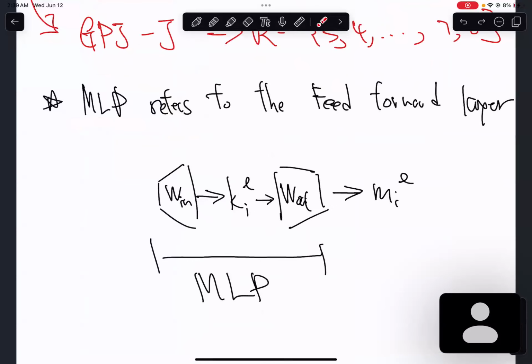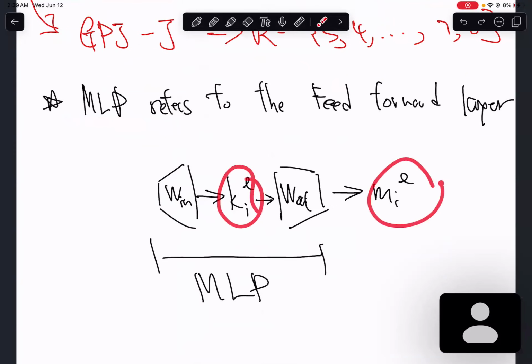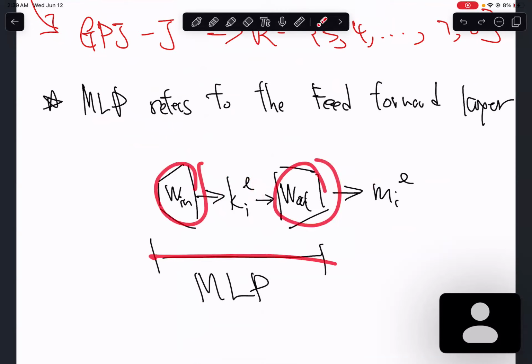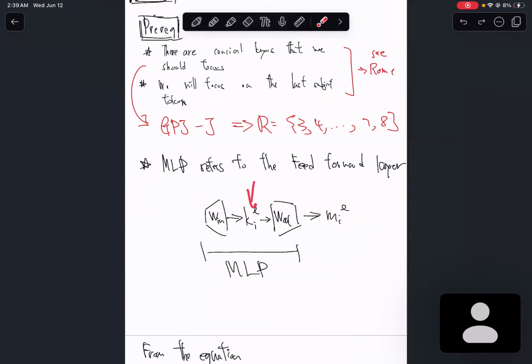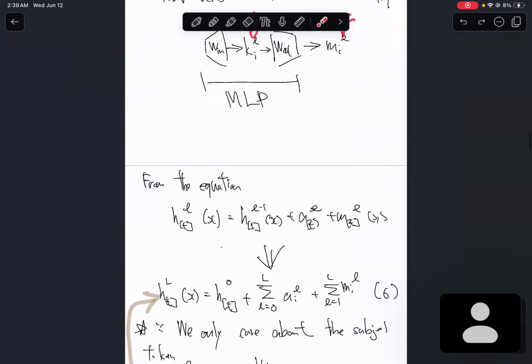And they often have K and M in the paper. What does it mean? In the MLP, we have the W_in and W_out. The K comes after the W_in, and then the K goes to the W_out, and then it spits out the M. So this is the key, and this is the memory.